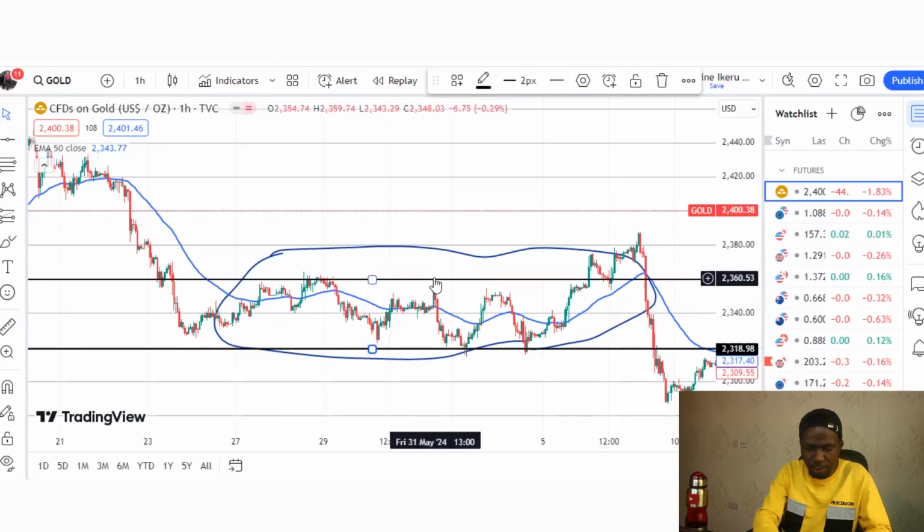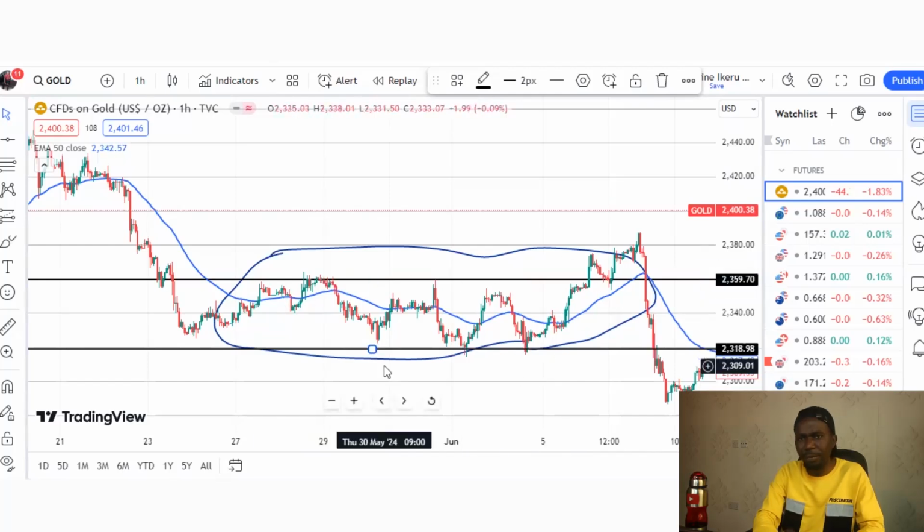Then when it comes to the resistance level, the sellers push it down, and when it comes again to the support level, the buyers push it up. Then the sellers push it down again, the buyers push it up. So you can see that there's equilibrium between the buyers and the sellers here. So the buyers are buying from the support level while the sellers are selling from the resistance level.